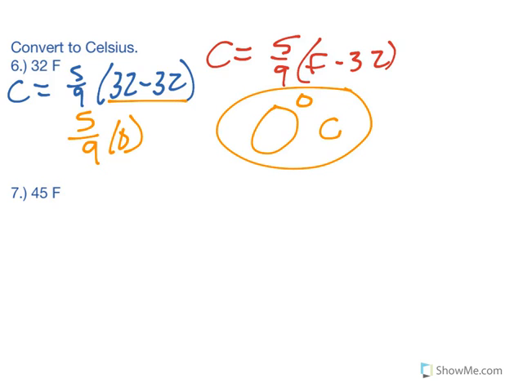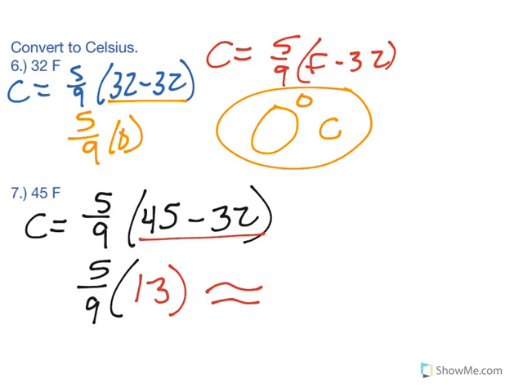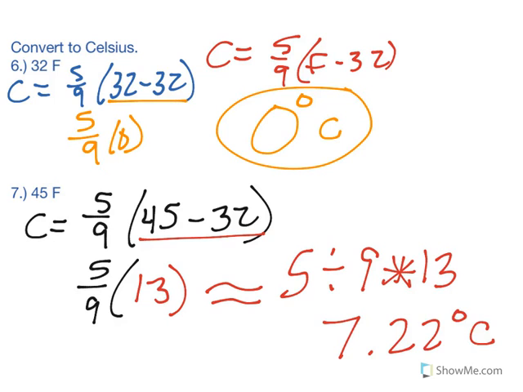All right, so in the second one, 45. So now I've got C equals 5/9 times 45 minus 32. So I've got 5/9. When I take 45 minus 32, that gives me 13. And just to refresh, you will take 5 divided by 9 times 13. And when you do that, you should get 7.22 degrees Celsius. All right, keeping it up.